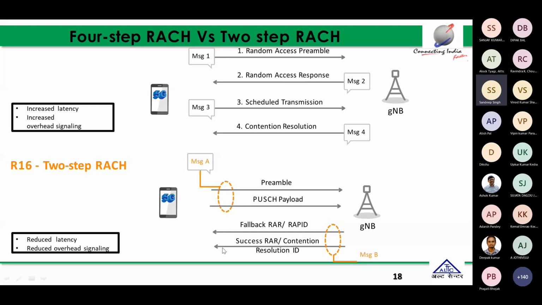It is not the case that there is only 4-step or 2-step. It is case by case. If the 2-step RACH procedure somehow fails, and they are not decoding the preamble or PUSCH payload, they start changing from the 2-step to the 4-step random access procedure.